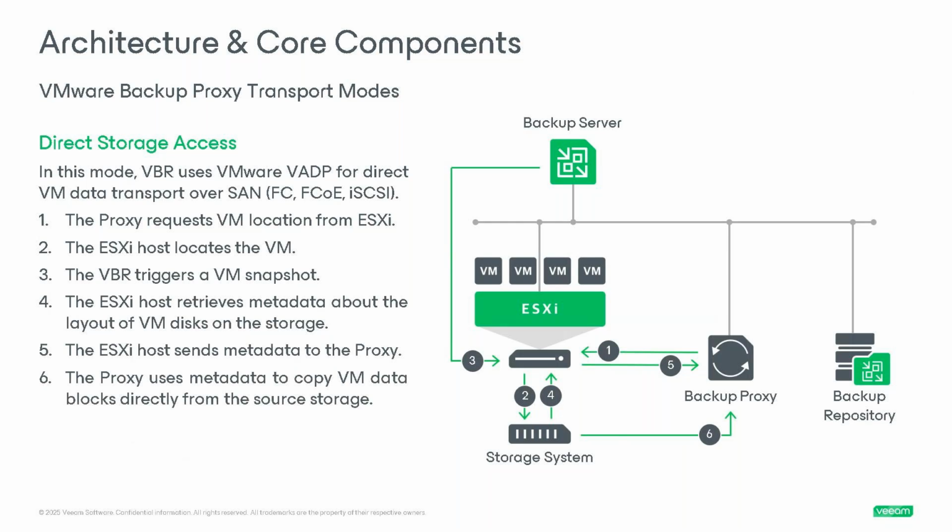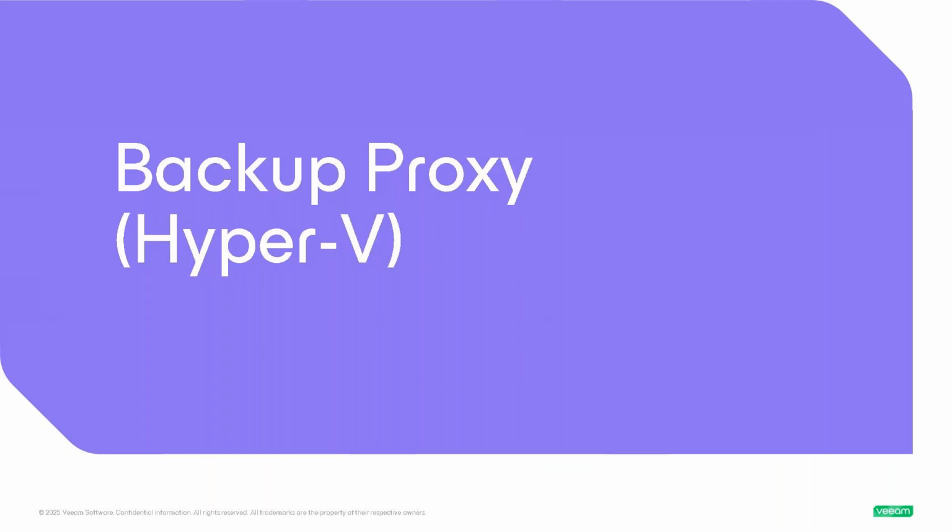So it puts less strain on the host or the guest OS, particularly the host, and reads directly from the SAN. It sends it to the repository. So those are the different transport modes for VMware.